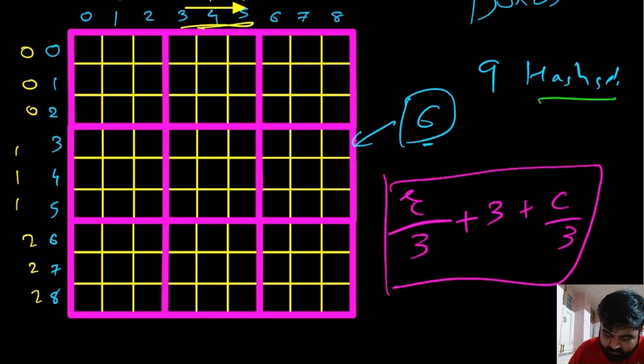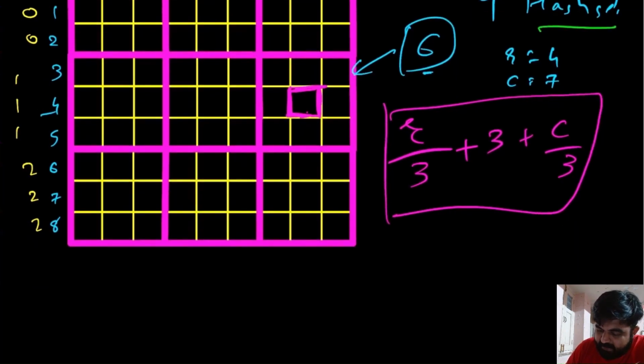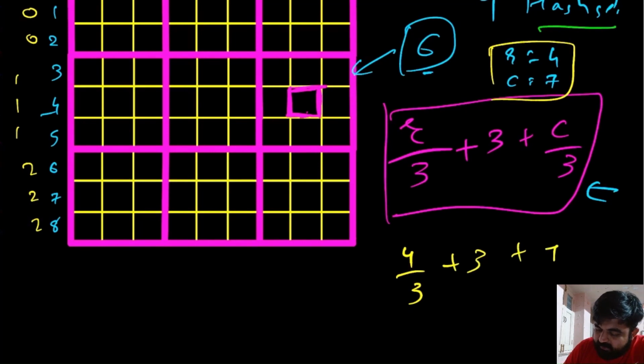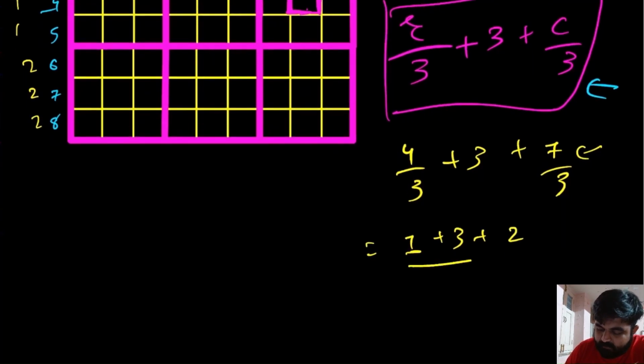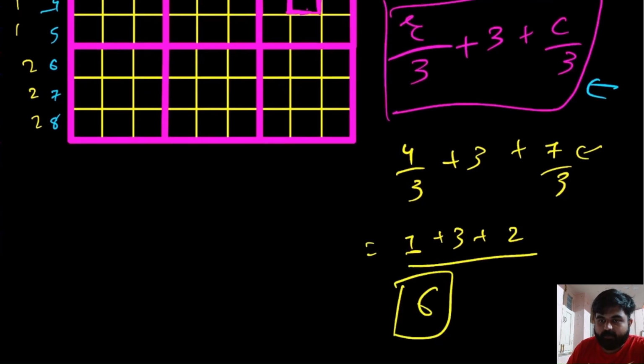Now suppose for this formula we are at this particular cell. Currently the row is row number 4 and the column position is 7. Let's apply the formula for this row and column position. We do 4 divided by 3 times 3 plus 7 divided by 3. Here 4 divided by 3 gives us 1, times 3, and 7 divided by 3 gives us 2. If we sum these values, we get 6.